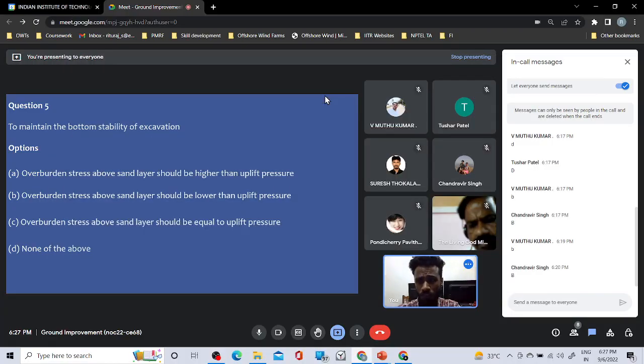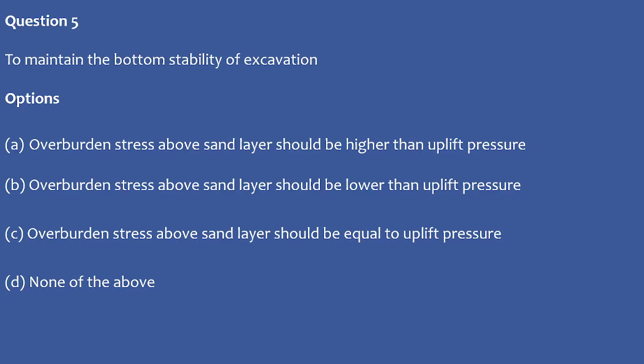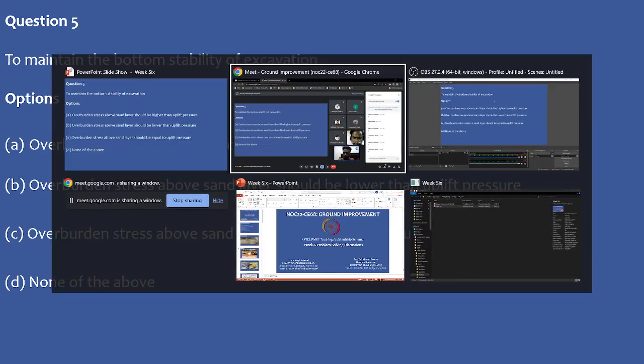So the fifth question is, to maintain the bottom stability of any excavation, what should be the condition?